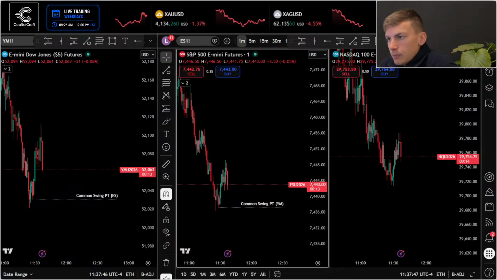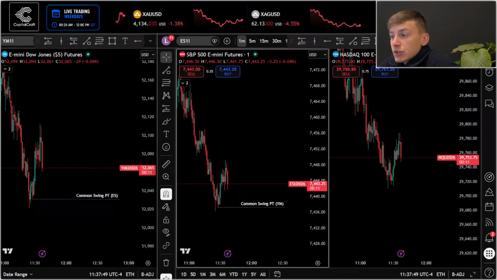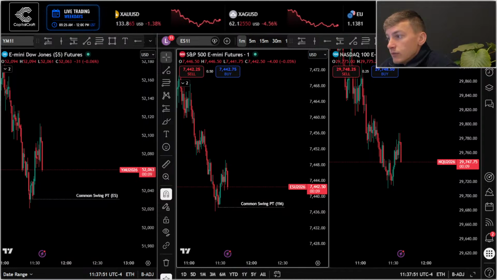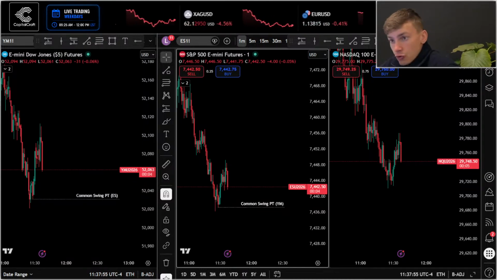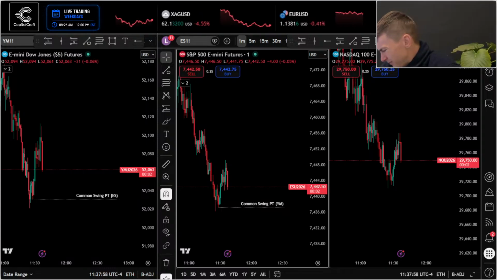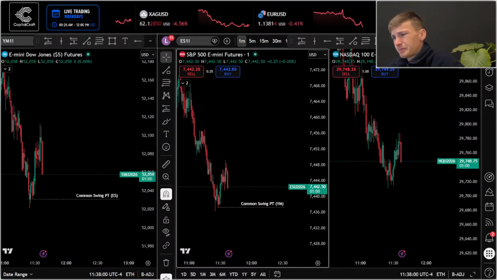But yeah, like I was saying, that's the swing point. That's the only reference point we're going to be looking to target here. Alright, if we do not get this trade, we don't trade. Sorry.